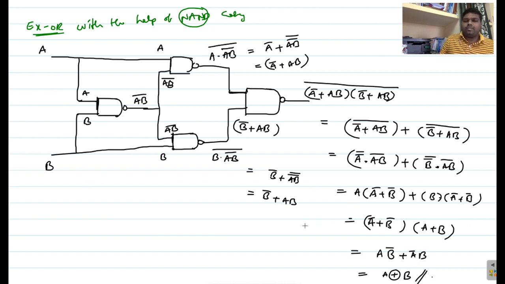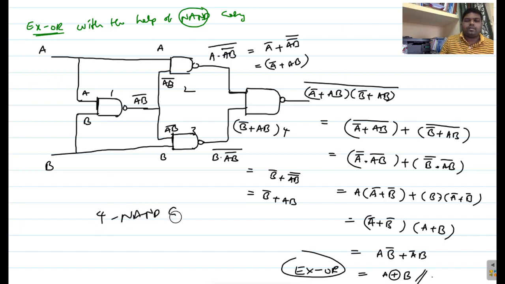So in order to implement this XOR logic, we require 1, 2, 3, 4. 4 NAND gates are required. Okay. So this is the implementation part. With the help of 4 NAND gates, we can implement this XOR logic.